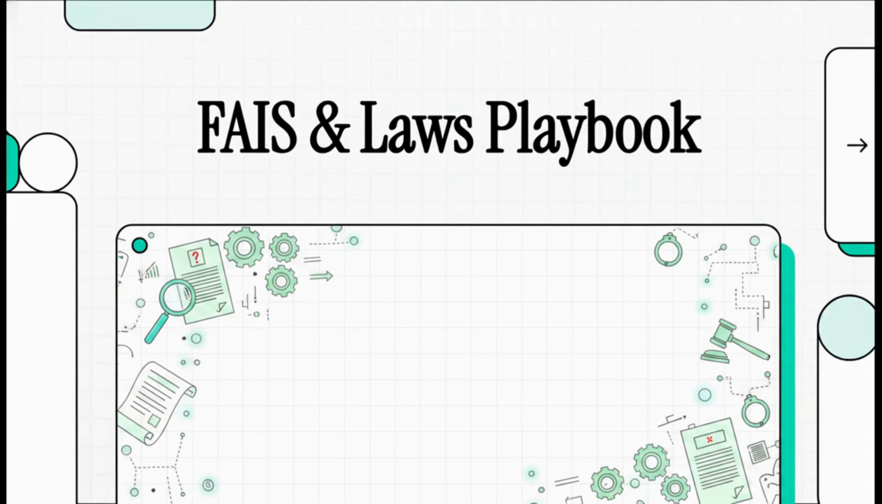I'm putting on my senior mentor hat for this one, because we are about to completely decode Unit 1, Chapter 2. We're going to walk through the absolute critical laws and the forensic accounting and investigation standards, commonly known as FAIS, that you absolutely need for your exams. I want you to think of this as your financial detective's playbook. Only instead of magnifying glasses and dark alleys, we're using spreadsheets and Section 447. All right, let's jump right in.